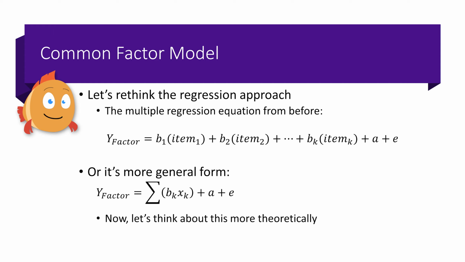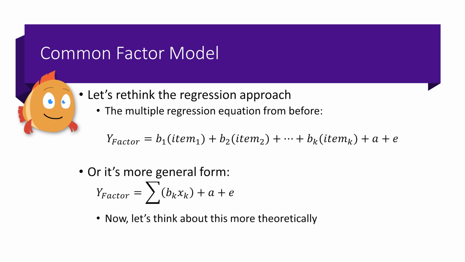Now we can simplify this model and condense it to summarize the total, our y factor, the variable or construct we're trying to measure. So we can look at it as the sum of each of the coefficients and their item. In this equation, we have b sub k times x sub k, where x sub k is individual item k times its beta weight, its coefficient.